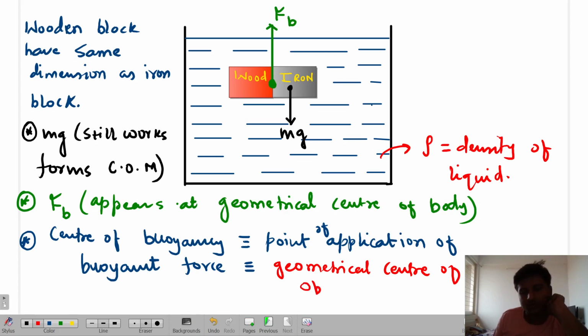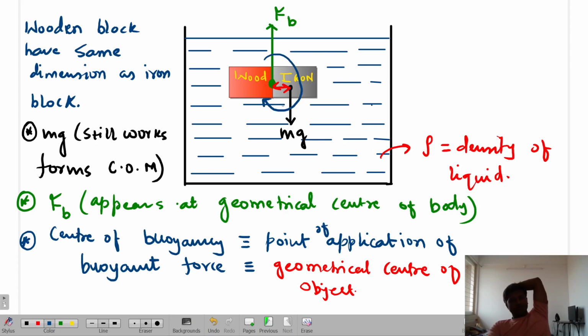Now look over here. As it is present at the geometrical center, you can see that due to that there is a distance between the geometrical center, the center of mass and the center of buoyancy. So whenever a composite material is dipped inside the water, it rotates, because a torque is generated over here. Are you able to get me or not?